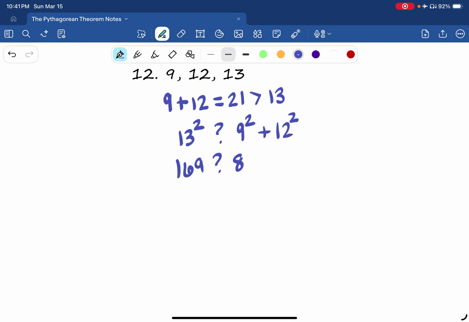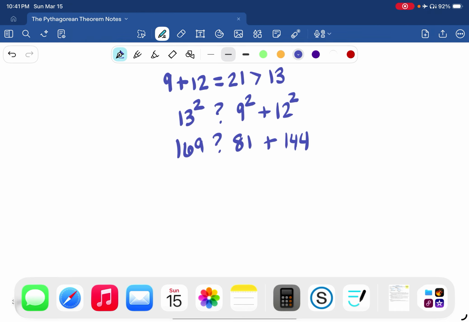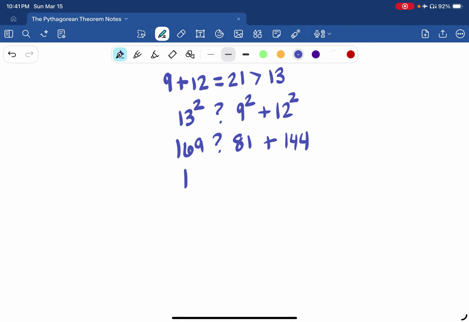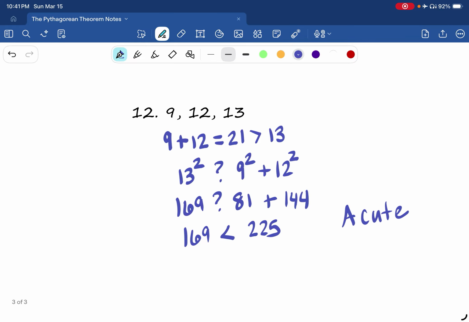something to 81 plus 144, which is 12 squared. Now we'll add 81 and 144. What do you think is going to happen? 81 plus 144 is 225. 169 is what to 225? It is smaller than 225, so this triangle is going to be an acute triangle. And y'all, that is the Pythagorean converse.